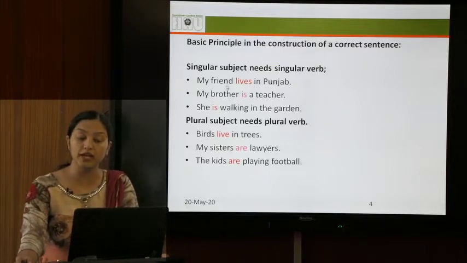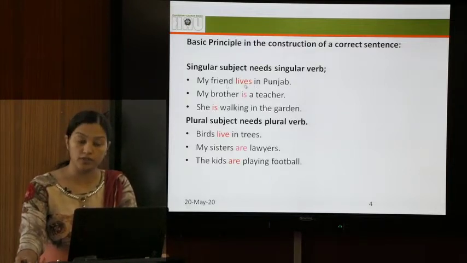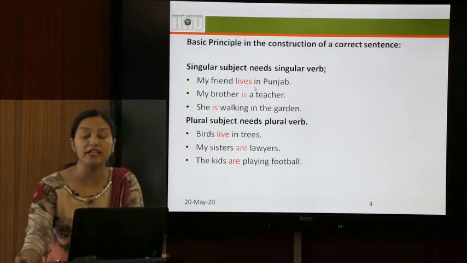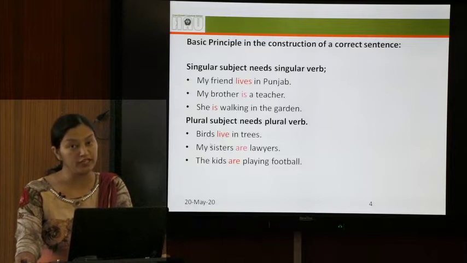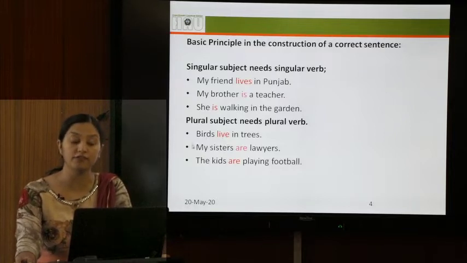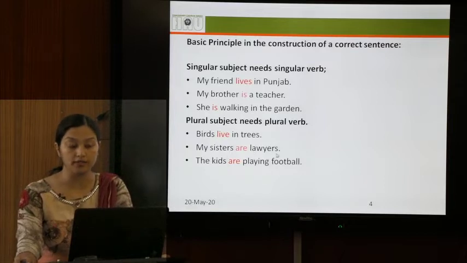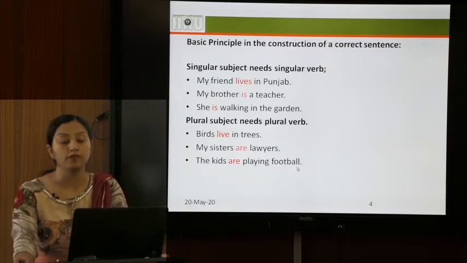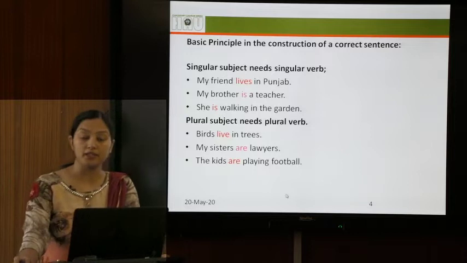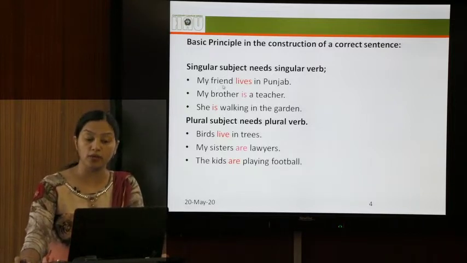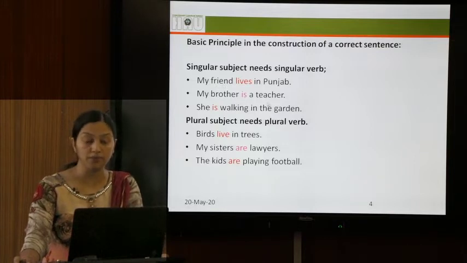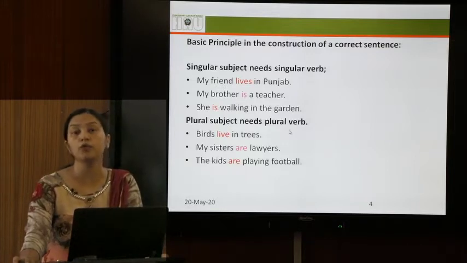So, when our subject was singular, our verb was singular: my friend lives in Punjab. But when our subject is plural, we need to use a plural verb, that is live. Birds live in trees. My sisters are lawyers. The kids are playing football. Now, these are the examples which I have given you: if our subject is singular, we are using a singular verb. If it is plural, we are using a plural verb.